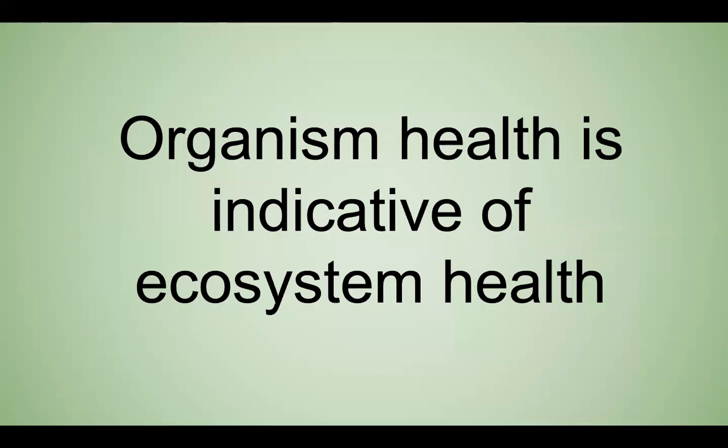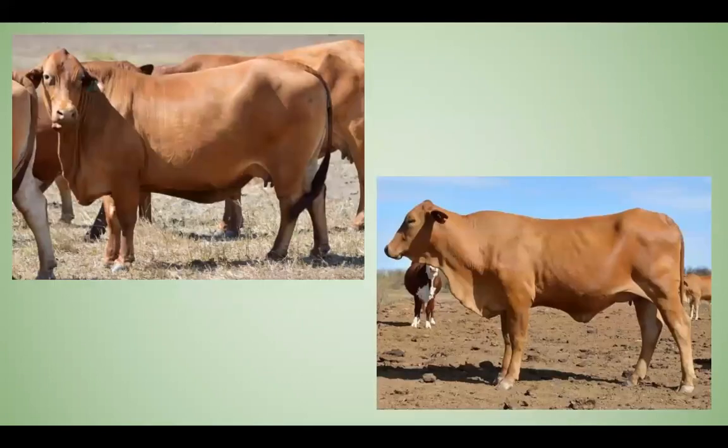Organism health is indicative of ecosystem health. So we can take a look at the organisms that exist and really directly correlate that to how healthy the ecosystem functioning around those organisms is. I need to get some better pictures to show this off, but here's a really great example, right? We see two animals, which look to be the same breed of cow to me. And what we're seeing here though is one animal is much more plump and fuller bodied than the other.